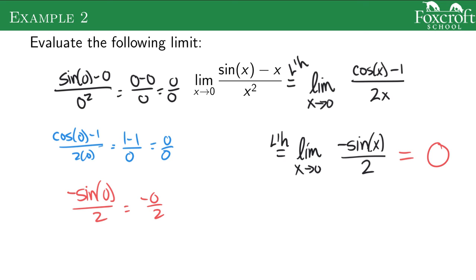So L'Hopital's rule: every single time you get 0 over 0 when you're attempting a limit, you take the derivative of the top, you take the derivative of the bottom, and then you retry your limit. You retry to plug in that number.